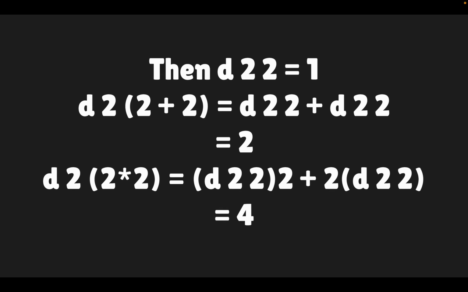The derivative of 2 with respect to 2 should be equal to 1, because 2 is equal to 2. But then the derivative of 2 plus 2 with respect to 2 would be the derivative of 2 with respect to 2 plus the derivative of 2 with respect to 2. This is 1 plus 1, which is 2. But then the derivative of 2 times 2, we would use the Leibniz rule, the product rule. And we would get that it is the derivative of 2 times 2 plus the derivative of 2 times 2. But the derivative of 2 with respect to 2 is 1, so this is 2 plus 2, which is equal to 4.